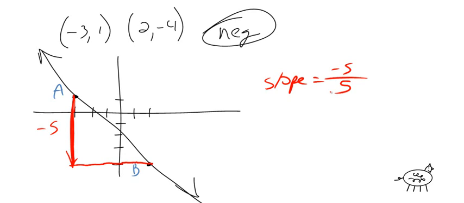And math fans, you always reduce your fractions. Okay, so obviously negative 5 over 5 is negative 1. And that's your answer to that problem. All right, but always reduce your fractions. Very, very important. Okay, so let's try another one here.